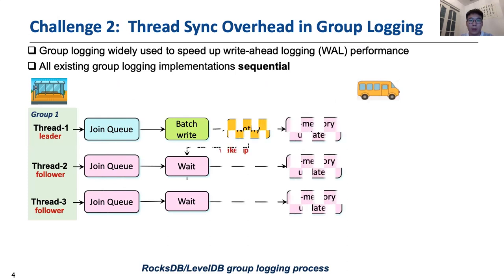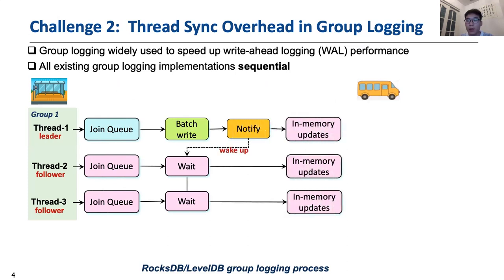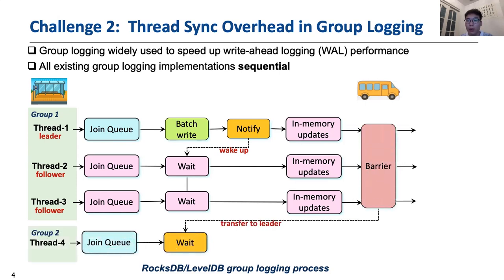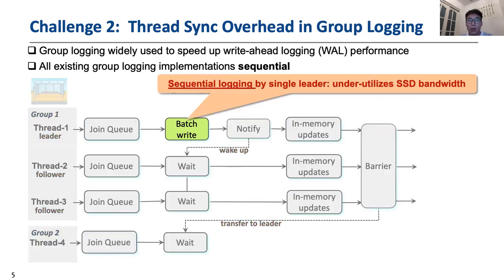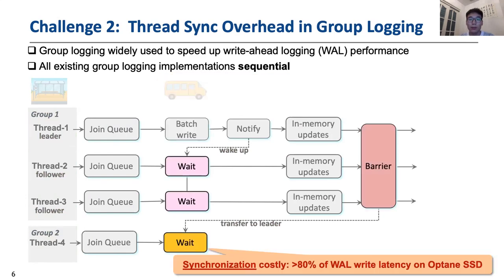All the in-memory updates for the KV write operations will happen only after the leader finishes writing and wakes up the followers. Meanwhile, newly arrived threads with logs will have to wait at the stop again and form a new group. Problem one: such sequential writes cannot exploit NVMe write bandwidth. Problem two: with fast SPDK writes, we waste much more time on synchronization. For example, the wait and barrier stages occupied more than 80% of the total WAL write latency on Optane.